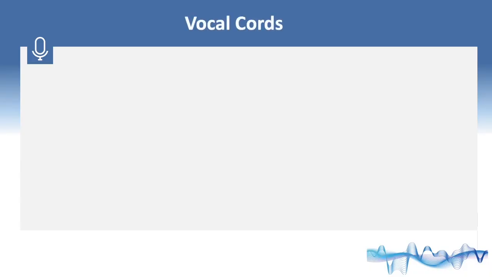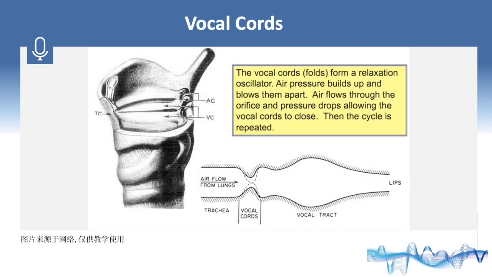The vocal cords or folds form a relaxation oscillator. Air pressure builds up and blows them apart. Air flows through the orifice and pressure drops, allowing the vocal cords to close. Then the cycle is repeated. Here is a video to show how vocal cords work and generate sounds.